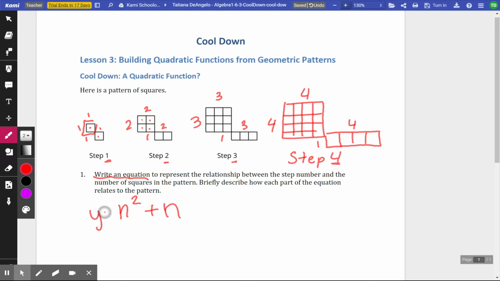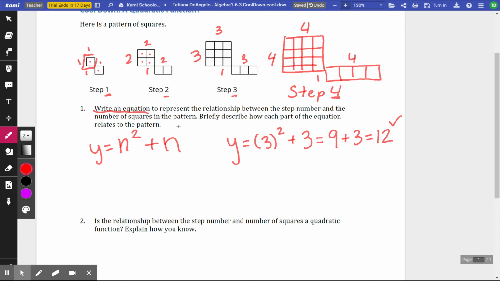And let me just double check that this actually works. If n is 3, I would get 3 squared plus 3, which is 9 plus 3, which means I should have 12 squares. So this is correct, because if I count how many squares I have here in step 3, there are 12. So this is my equation.